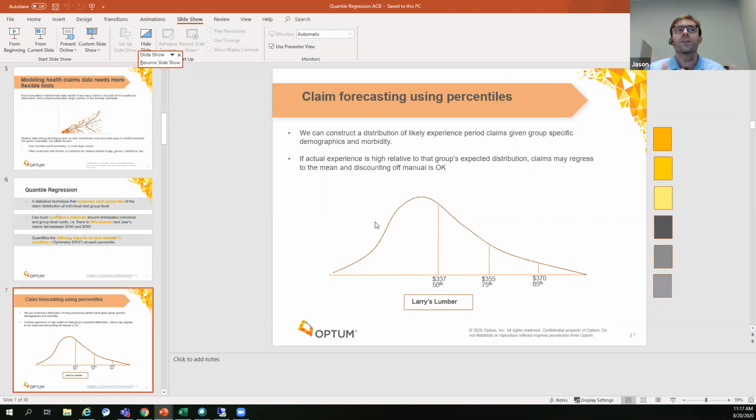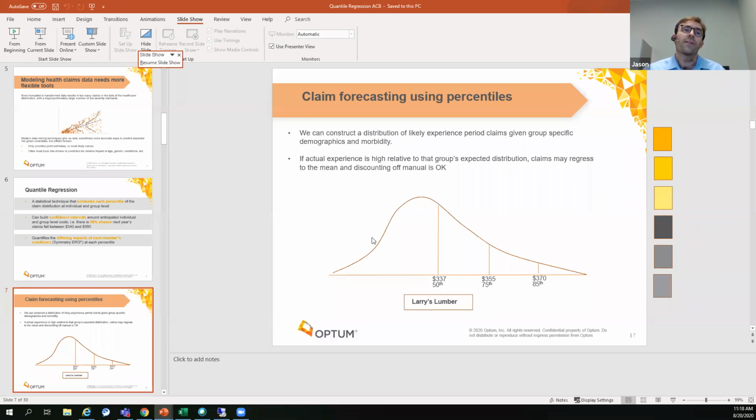So there's two different kinds of distributions that we're going to talk about. And with respect to this retrospective distribution, that's talking about what's the universe of possible claim costs that you could have in your current period with respect to the morbidity that you've got. And that says something about a regression to the mean type thing, right?